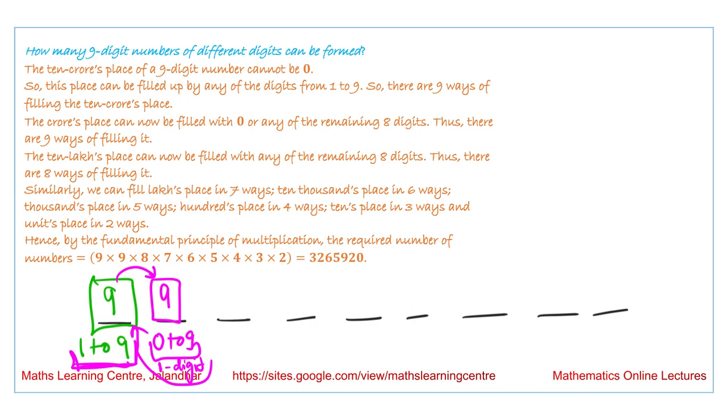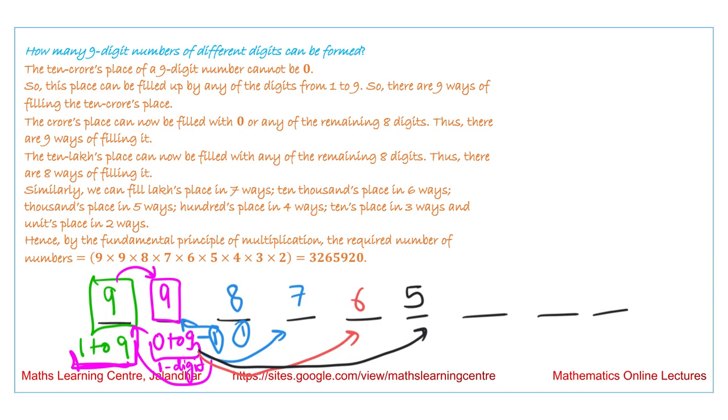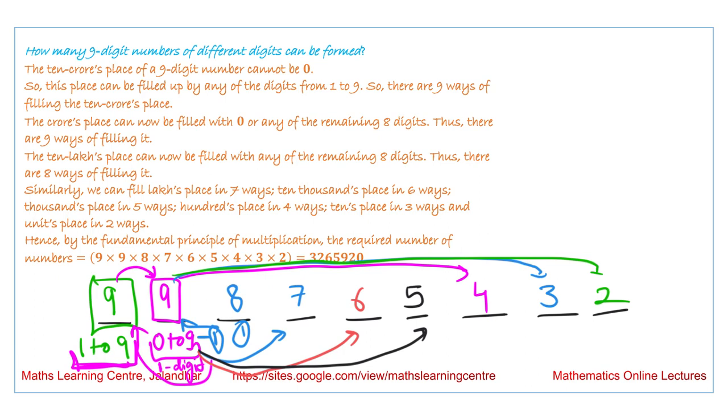Now out of these, one digit is being occupied over here, so we are left with 8. Next, one digit is occupied over here, we are left with 7. Next, one digit is occupied, we are left with 6. One digit is more occupied, we are left with 5. One more digit is occupied, we are left with 4. One more digit is occupied, we are left with 3. And one more digit is occupied, we are left with 2.